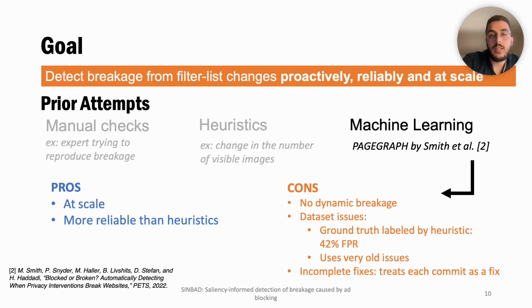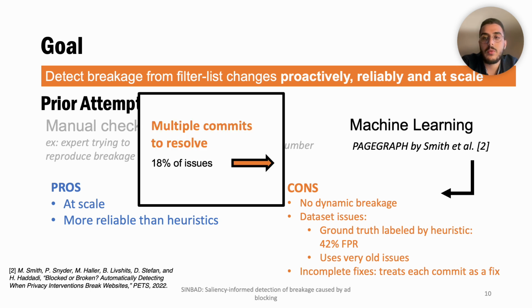Lastly, there is one machine learning technique, called PageGraph, by Smith et al., that tries to cast web visits into graph representations and extract features from comparing these pairs of visits to detect whether ad blocker rules that are changed are breaking or not. While the machine learning technique scales and is more accurate than heuristics, PageGraph still performs no interactions and is limited to static breakage. This approach also uses a heuristic to label the dataset, which we find to have high false positive rates. On top, they include many old breakage issues that we could not reproduce.